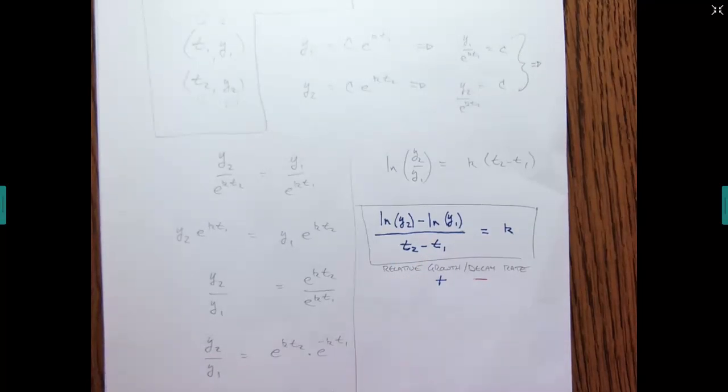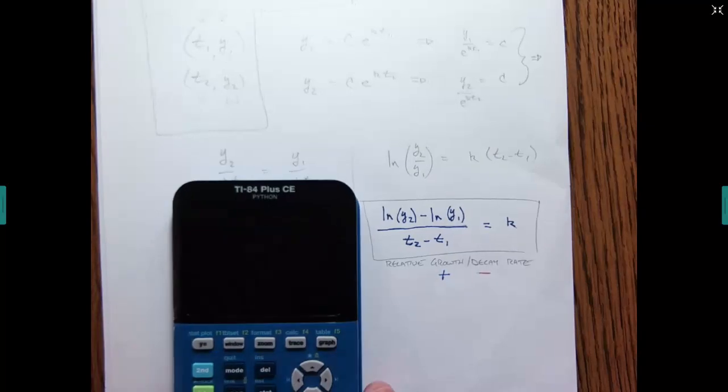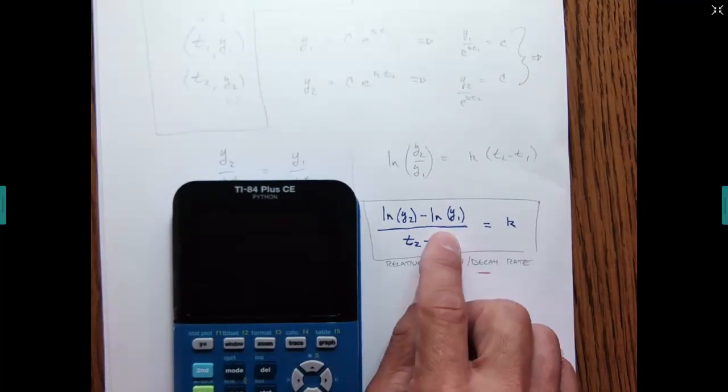Of course, we have our natural log. This is not the same thing as the slope, but because it looks a lot like it, it's easy to remember. It's always going to be this. So this is a good job for our calculator. Let's grab a calculator and create a little program that'll give us k when we're given any two points.